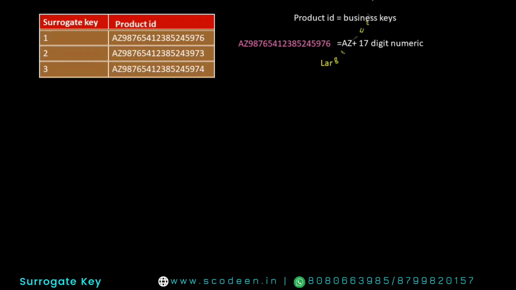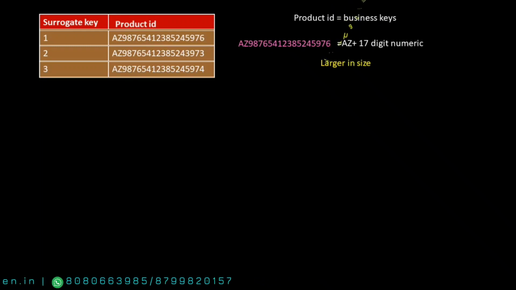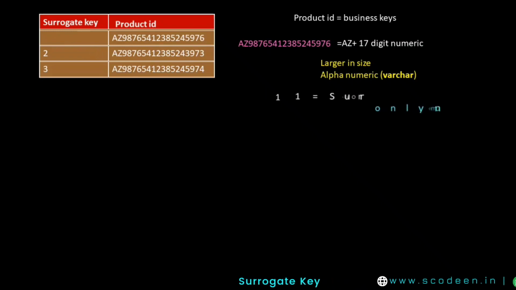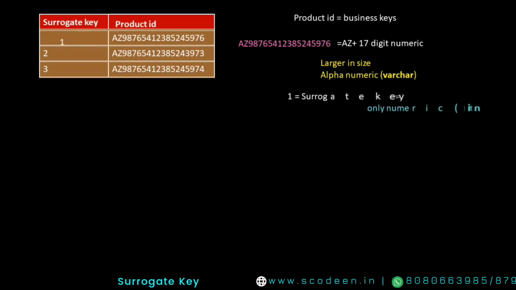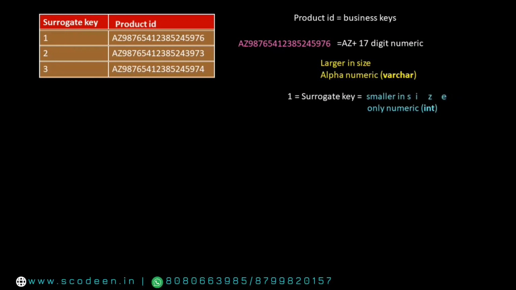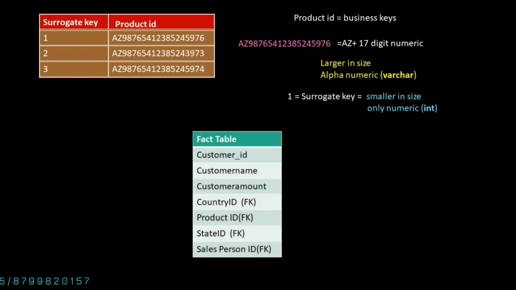So if we analyze, generally the business key is larger in size for each and every organization. And if we analyze the data types, it is alphanumeric, that is varchar. In the meantime, if we observe the surrogate key, it is always numeric by nature, because it is a sequential number auto-generated by the system. So it is always smaller in size and only numeric, that is integer data type. Here is the major difference.